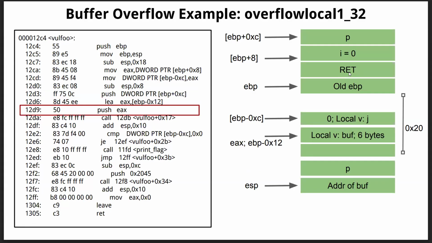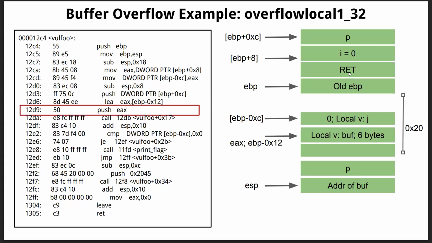So here we are setting up the parameters for the function call to string copy. Two parameters here, P and address of buffer. The buffer is actually on stack, but from that instruction we know that the buffer is at EBP minus 12. Then the local variable is at EBP minus C. This is 12 in hex, this is 18 in hex. So exactly 6 bytes, right? So the compiler gave us exactly 6 bytes here. From the beginning of the buffer to the beginning of the local variable j, exactly 6 bytes.